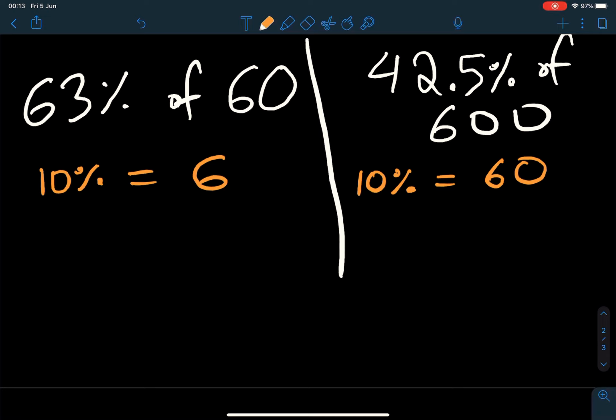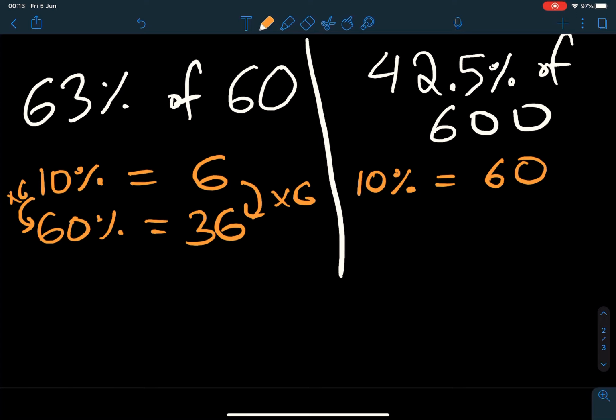Now I want 63% on the left. So I want 60%. How do I get from 10 to 60%? I times it by 6. So over here, I'm also going to times it by 6 to get 36. Now I've got 3% left over. Is there an easy way to get from 10% to 3%? Not really. But I do know that if I can work out what 1% is, I can easily work out what 3% is. How do I get from 10% to 1%? We have to divide it by 10. So the same thing over here.